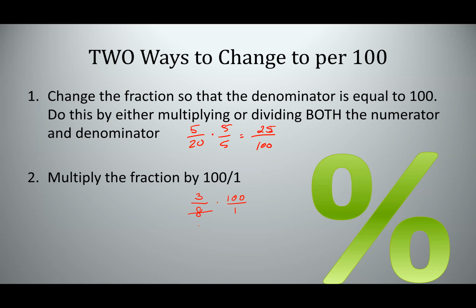Let's divide by 4. So I've got 2 down here, and I've got 25 up here. 3 times 25 is 75. 2 times 1 is 2. When I divide 75 by 2, I'm going to get 37.5. That answer, that is my percent.